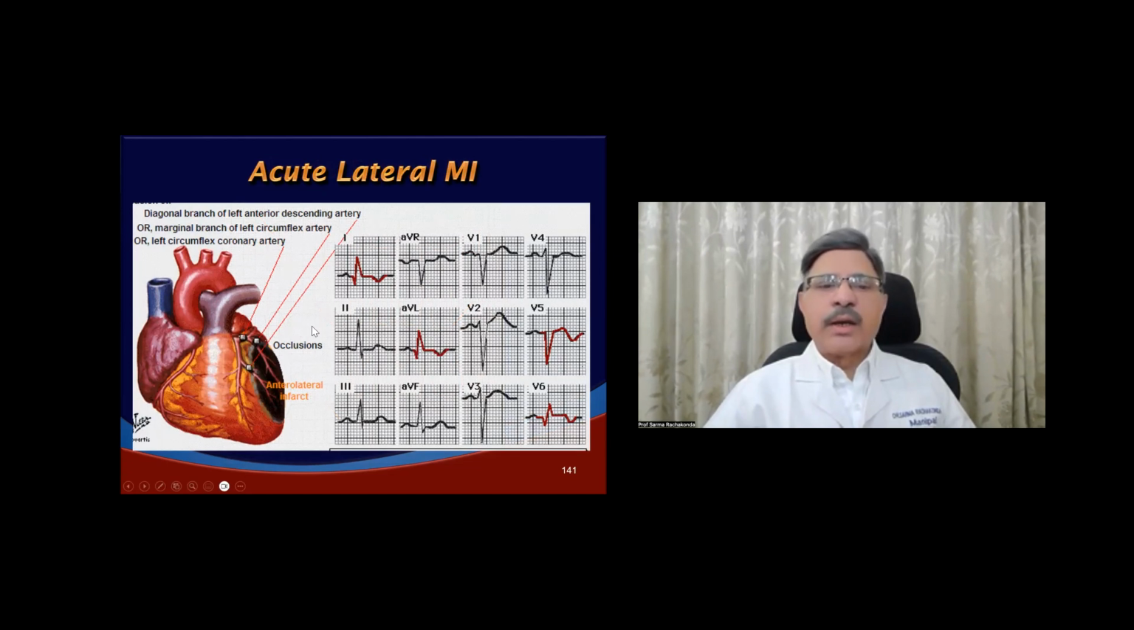Now, acute lateral infarct. This is the LAD territory. Anterolateral infarct, lateral means L1, AVL, V5, V6. These are the four leads which show Q wave and then the ST changes and T inversions you will see.